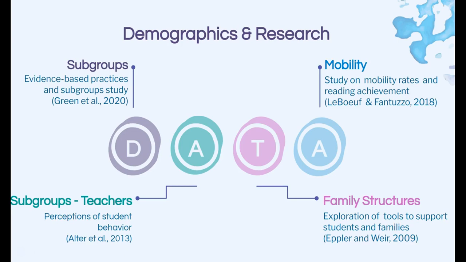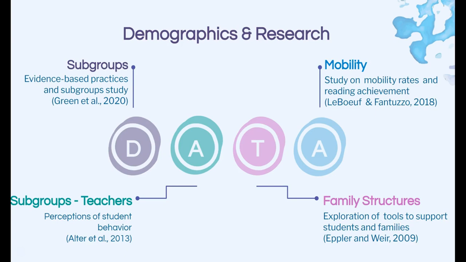LaBouffe and Fantuzzo conducted a study to assess the relation between school mobility and early reading achievement. Findings indicated that students with a higher mobility rate had lower reading achievement scores at the end of each grade compared to children who did not change schools.